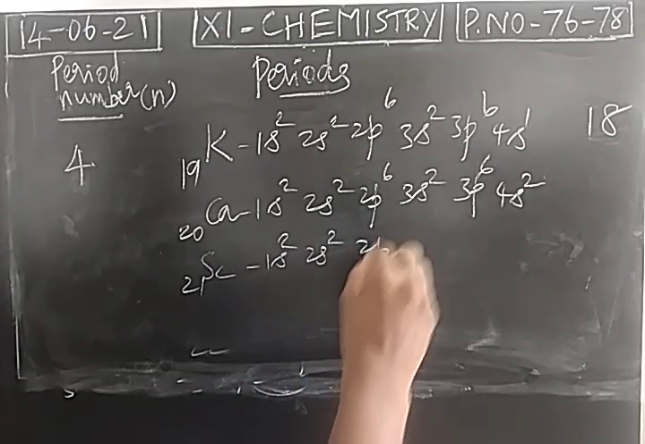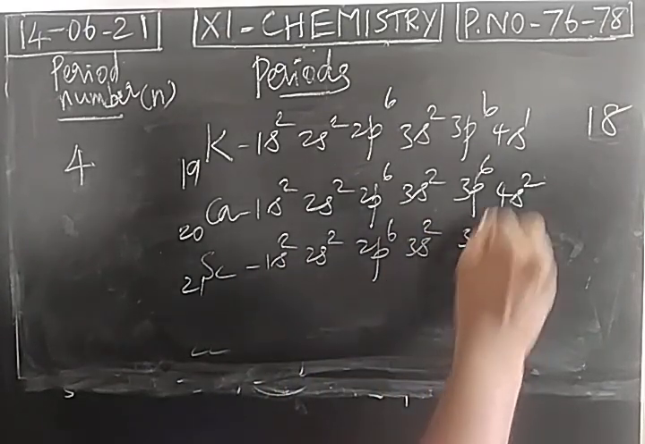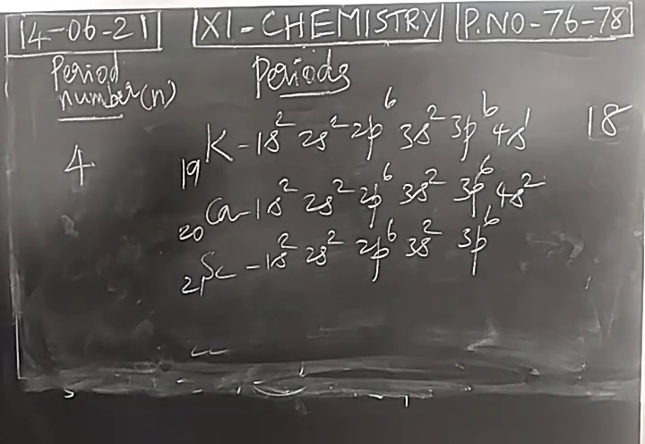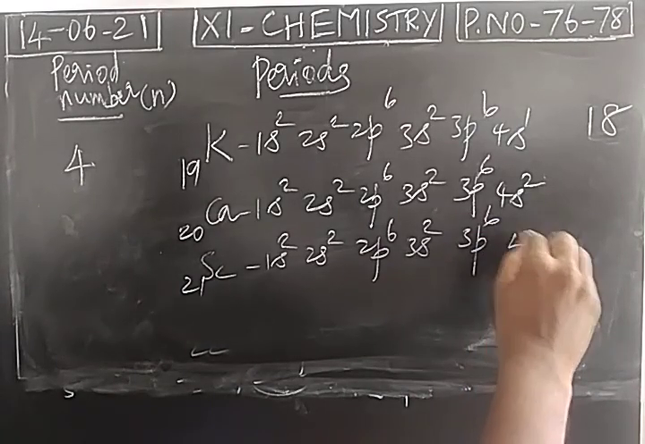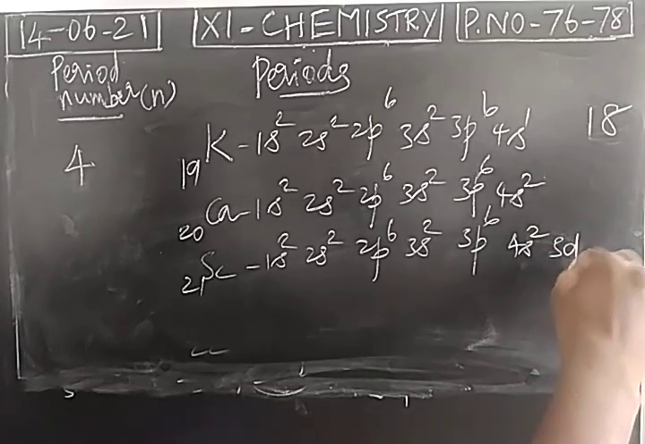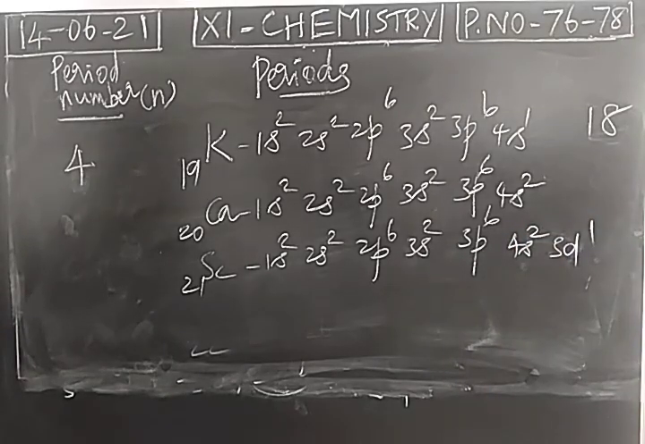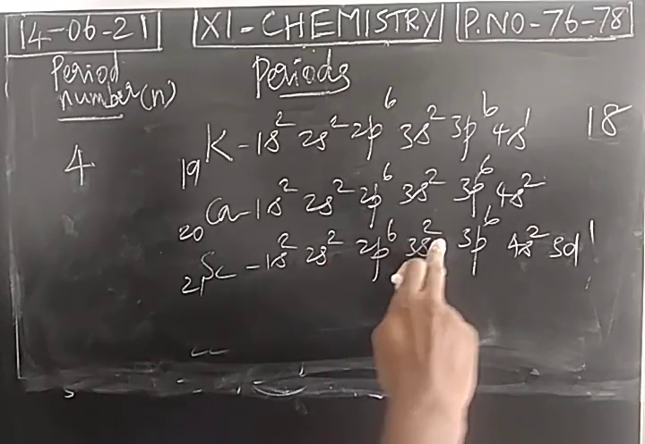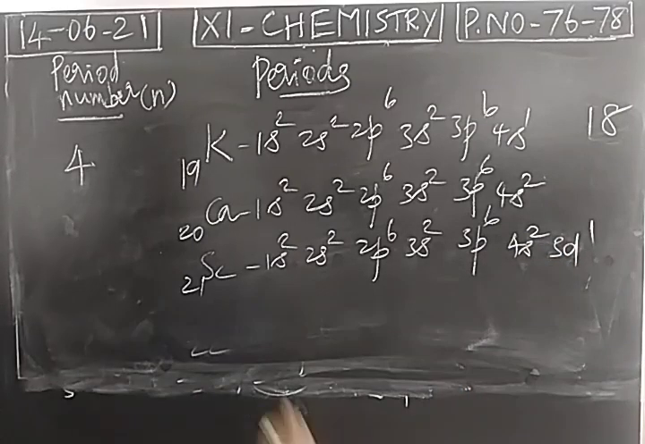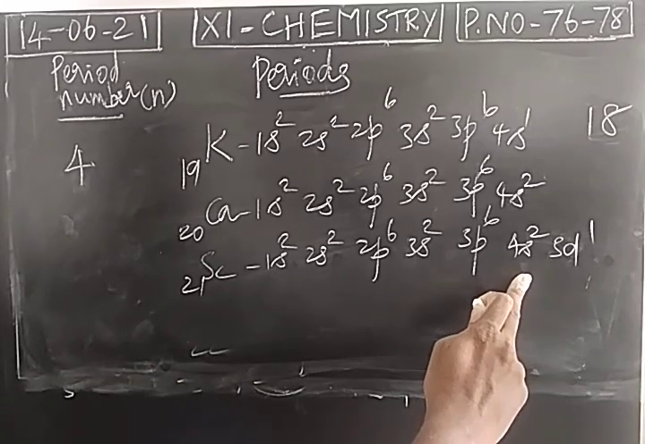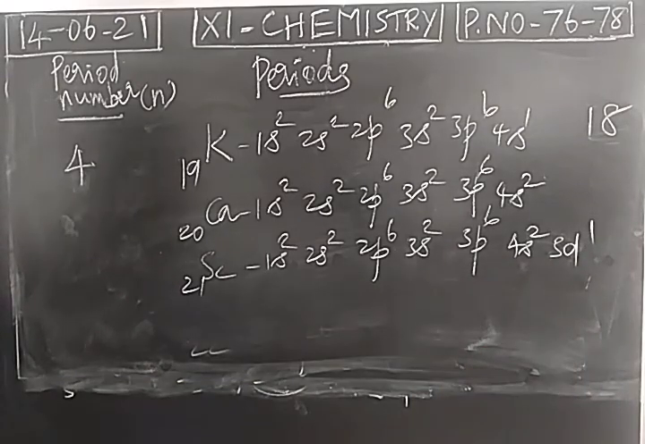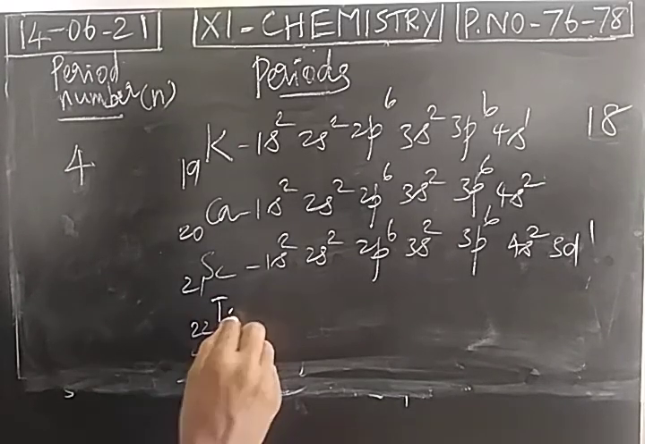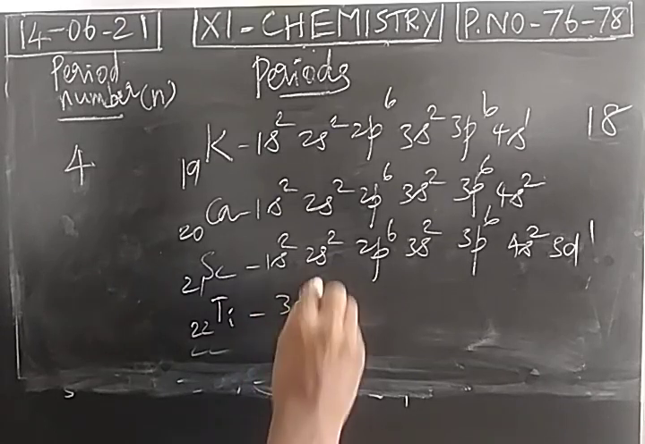1s2 2s2 2p6, 3s2 3p6. Then 4s2 3d1. The count number of electrons: 2, 4, 10, 12, 18, 20, 21. 21 electrons placed according to Aufbau principle. So after 4s orbital is filled, electron will occupy the 3d orbital. Okay. Then titanium, when you take titanium, the outermost orbital will be 3d2.